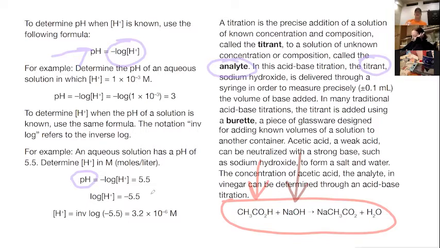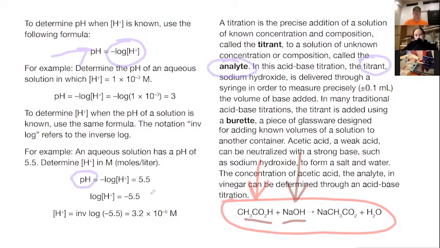We need that information because we're going to know how many moles of sodium hydroxide we've added. We need to know what the ratio is to figure out how many moles of acid there is, and they'll be the same because this is a 1 to 1 ratio.